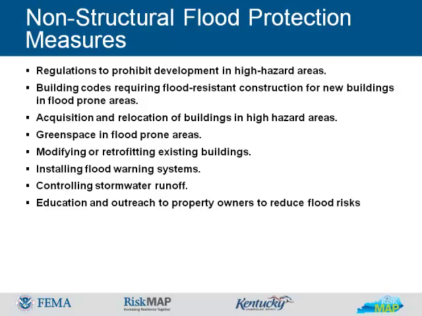Consequently, administrators have several non-structural flood protection measures at their disposal. They include regulations to prohibit development in high-hazard areas, building codes requiring flood-resistant construction for new buildings in flood-prone areas, green space in flood-prone areas, acquisition and relocation of buildings in high-hazard areas, modifying or retrofitting existing buildings, installing flood warning systems, controlling stormwater runoff, and education and outreach to property owners to reduce flood risk.